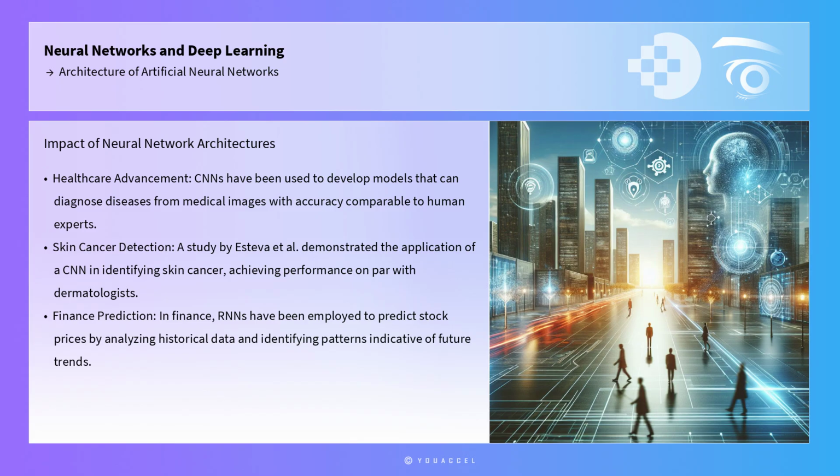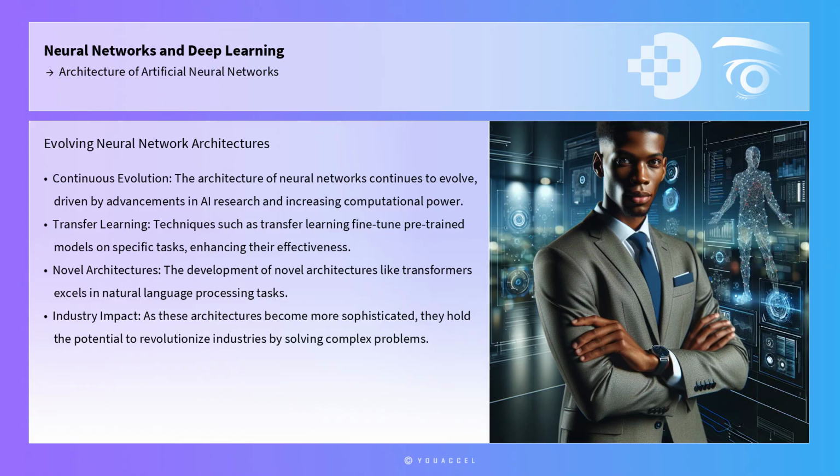In healthcare, CNNs have been used to develop models that can diagnose diseases from medical images with accuracy comparable to human experts. For example, a study by Esteva et al. demonstrated the application of a CNN in identifying skin cancer, achieving performance on par with dermatologists. Similarly, in finance, RNNs have been employed to predict stock prices by analyzing historical data and identifying patterns indicative of future trends. The architecture of neural networks continues to evolve, driven by advancements in AI research and increasing computational power.